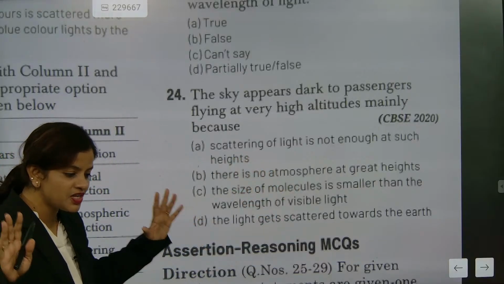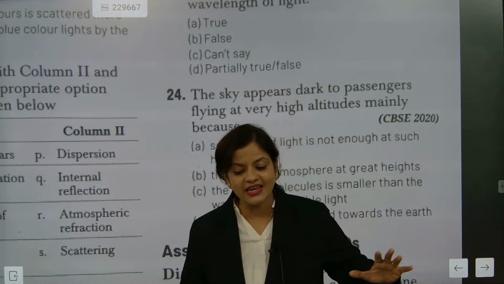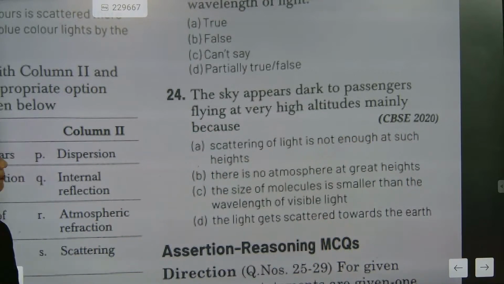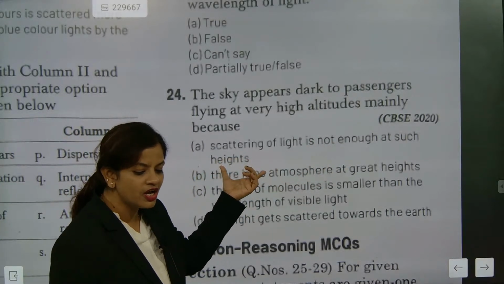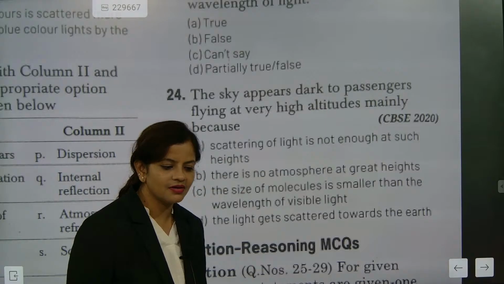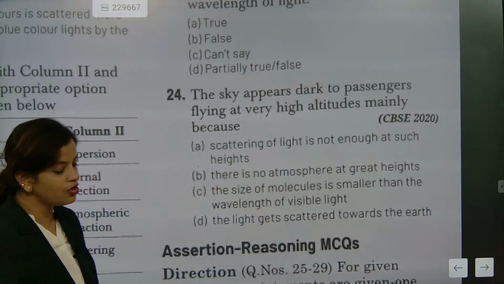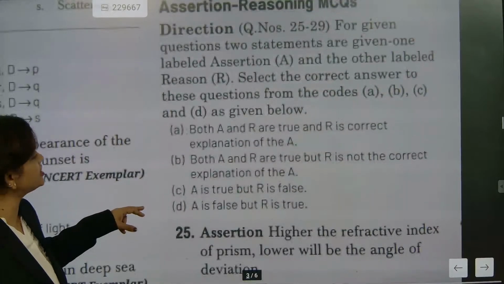So only these types of sessions are very, very important. This is a CBSE 2020 question. If by mistake they repeat the question, it means scattering of light is not enough at that height. Why is it not enough? Because atmosphere is not there. Understood? So the main culprit is atmosphere at that height. So you should not blame this one. First is B. Come on, go for assertion and reason questions.